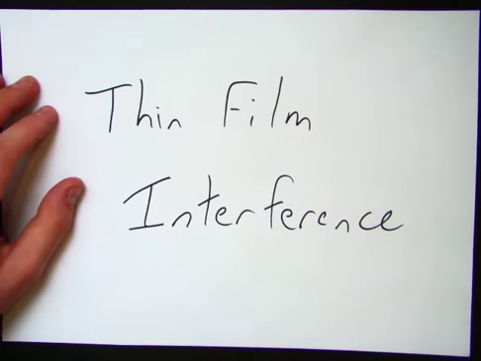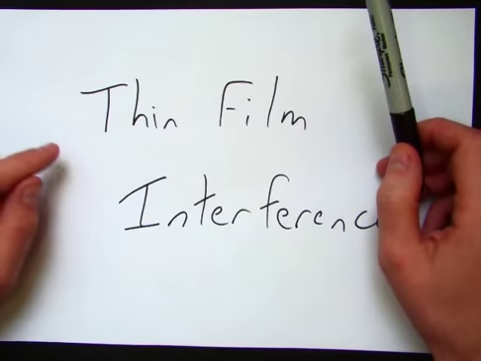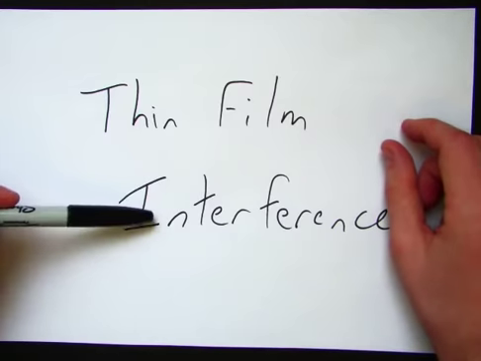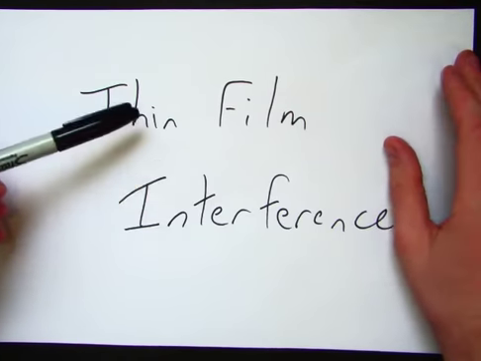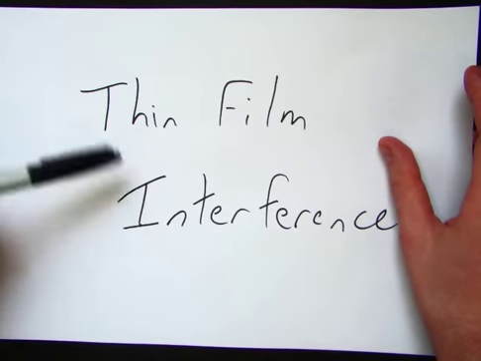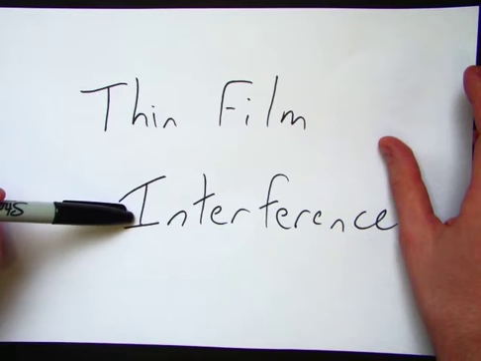One other phenomenon is called thin film interference. It's slightly different than some of the other rainbow effects you've seen. This is really caused by the difference between two media, but it goes into something called in phase and out of phase.